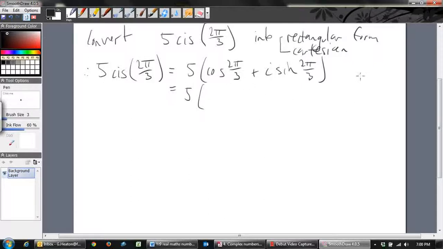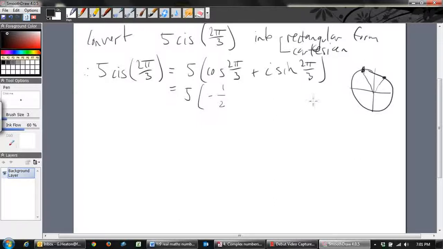Equals 5. Now, what's cos of 2 pi on 3? Again, I always draw a little circle to help remind me. 2 pi on 3 is up here, so our little spot here. It's symmetrical to that. There, the cos is positive. There, cos is negative. What's the cos of pi on 3? Cos of pi on 3 is equal to half. So what will the cos of 2 pi on 3 be? It'll be negative half.